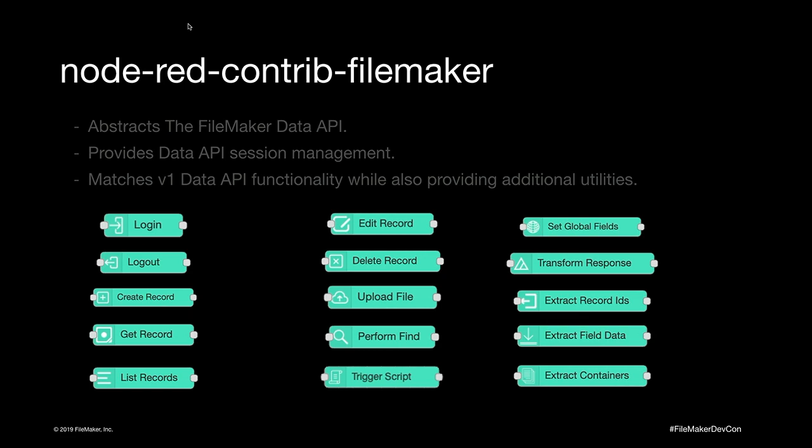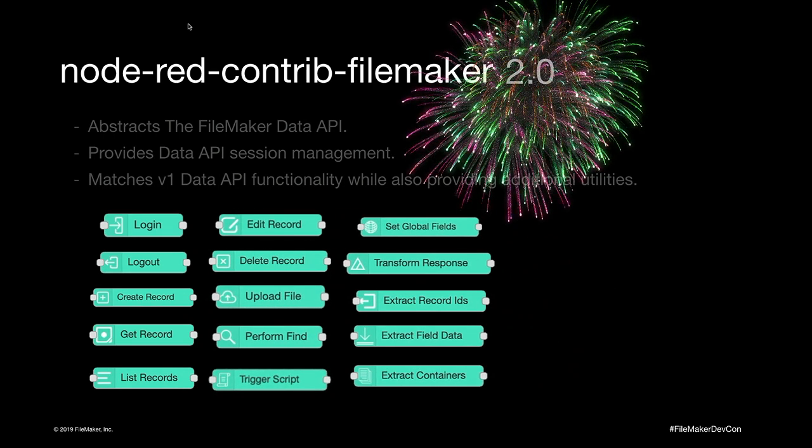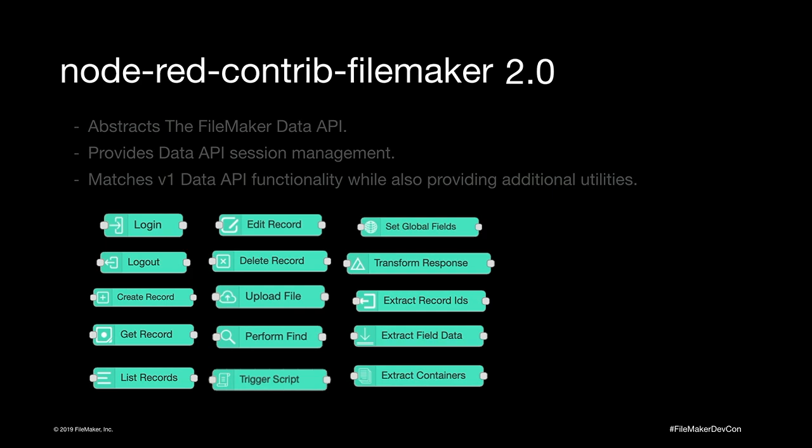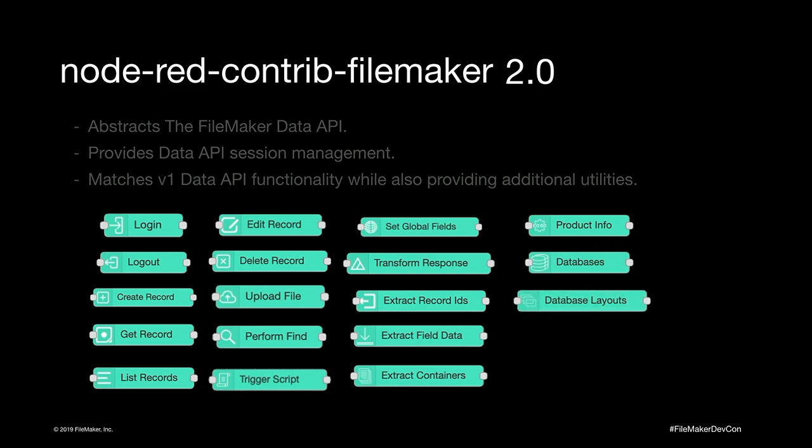But wait, there's more. Just a few weeks ago, I released Node-RED contrib 2.0. This was a monumental release that added even better session management and adds additional nodes that correspond with the new data API functionality added in FileMaker Server 18. This release adds getting data API engine info, listing hosted databases, listing layouts in a specific database, listing scripts in a specific database, getting layout metadata info, and duplicating FileMaker records.